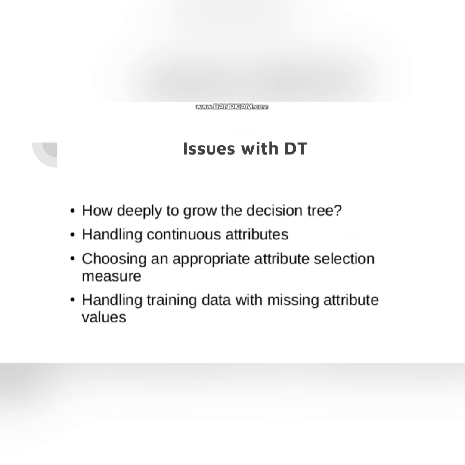Issues with decision tree. How deeply to grow the decision tree? Handling continuous attributes, because decision tree can only be used where we have to classify. If we have numbers like heights, students' marks, we can't classify based on that. Choosing an appropriate attribute selection measure. We have seen that choosing a wrong attribute for a condition may lead to high entropy value and less pure nodes.